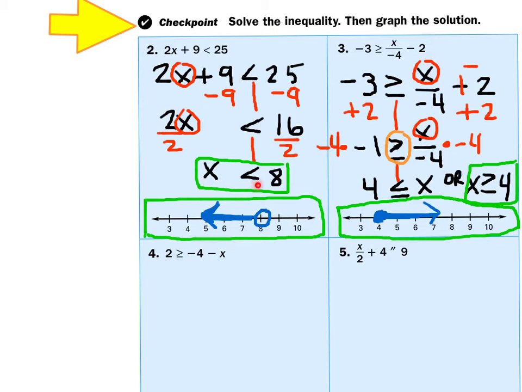So I have x is less than 8. So I put an open dot at 8, and I shade everything smaller, everything to the left.